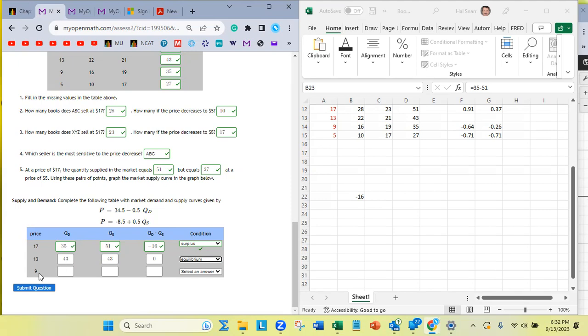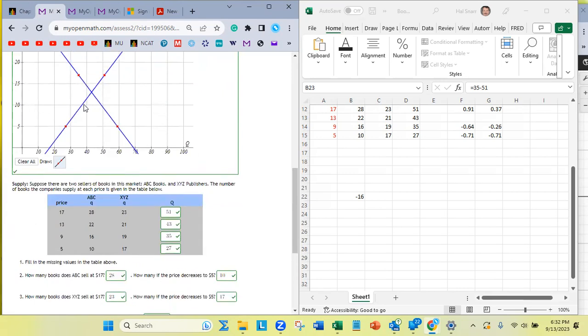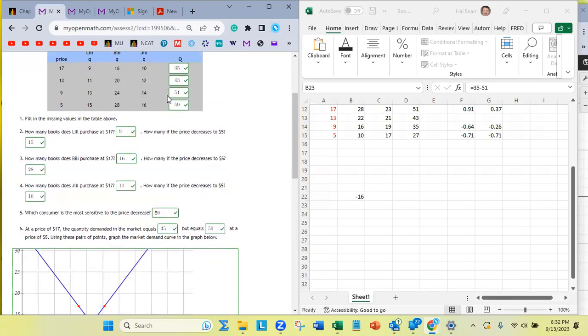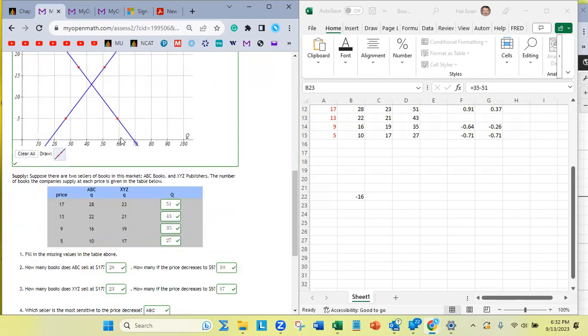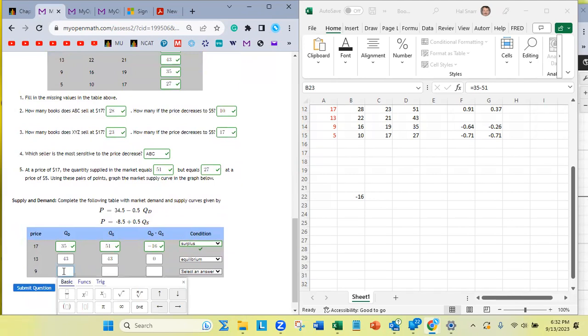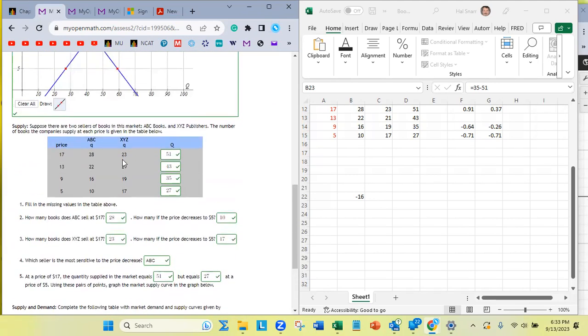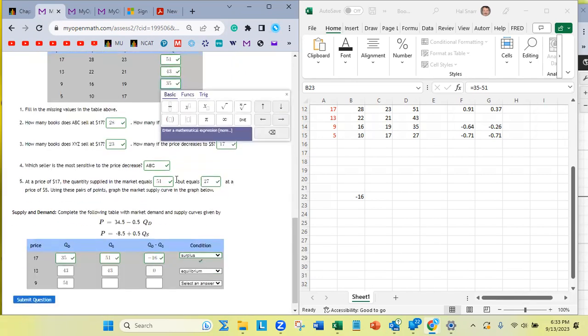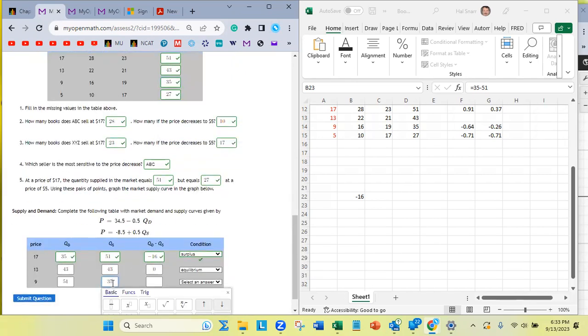Now we got the last situation, 9. When the price is 9, just right about here, looks like quantity supplied is between 30 and 40. And then quantity demanded is roughly 50, right? So when the price is 9, we demand 51 collectively, right? And the two firms want to supply 35. They want to supply 35. And 51 minus 35 is 16.